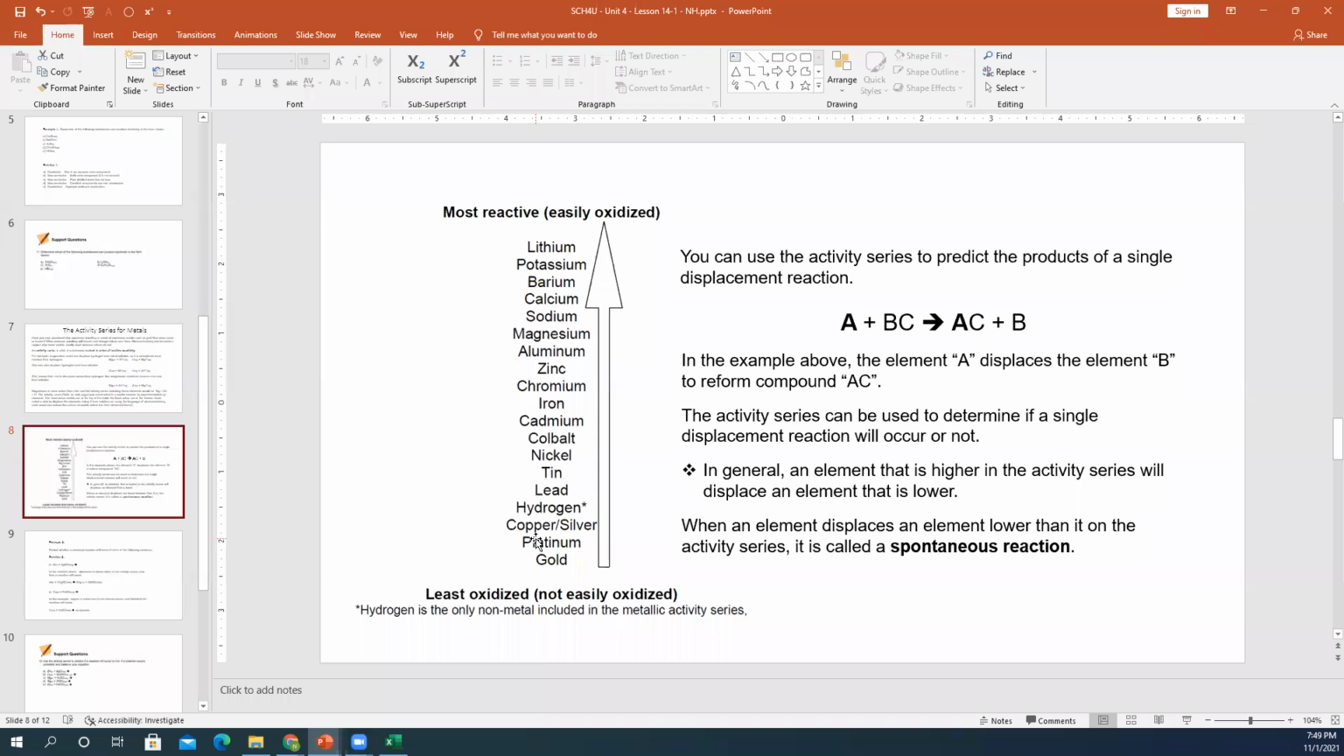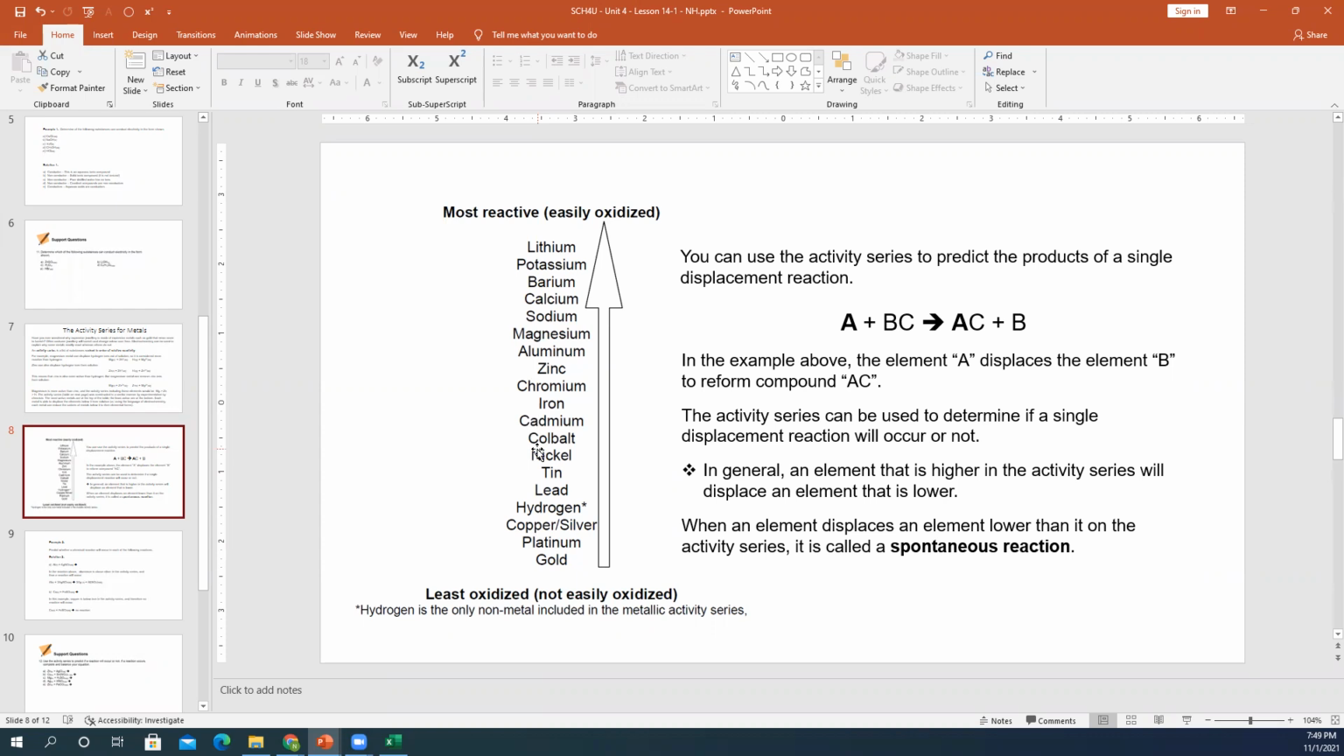Somebody take a chance, go for it. Do you think copper can displace iron? Copper is here and iron is up here. Would copper be able to displace iron out of solution? No. Thank you. Wait, my mic was muted, sorry.